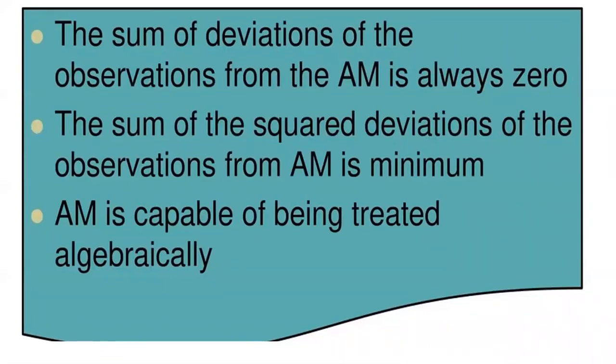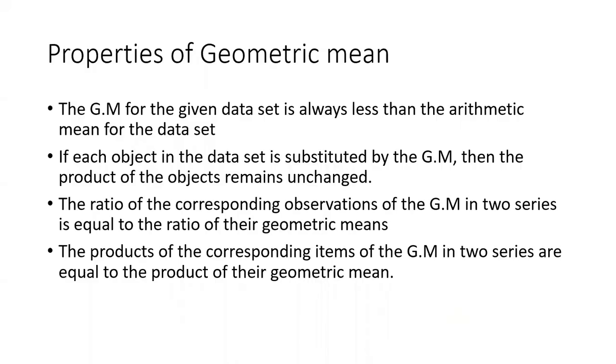Then third, the last point: arithmetic mean is capable of being treated algebraically. Arithmetic mean can be algebraically treated. Okay. I hope you have understood the properties of the arithmetic mean. Now let's discuss the properties of geometric mean.